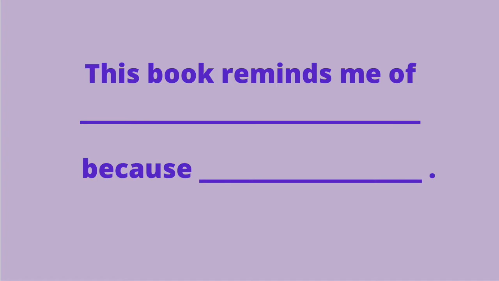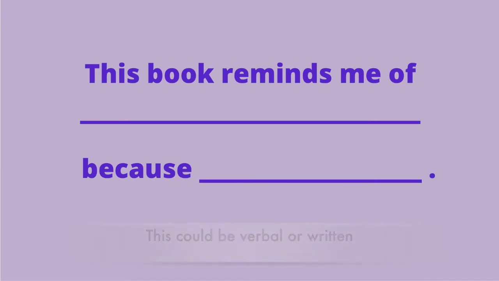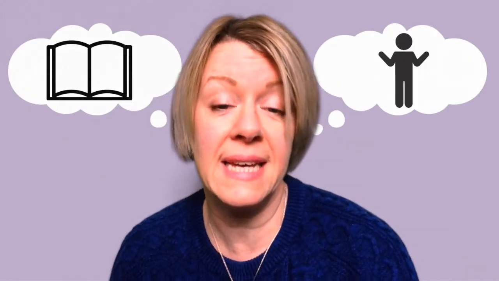Using stem sentences for this is a really good idea. So you give the children a sentence with some blanks to fill in. For example, this book reminds me of another book because... and then they give some really nice explanations. And then the next part of Think of a Link is linking to me. And that's linking to the children, their experiences, their family, their life and the world around them.